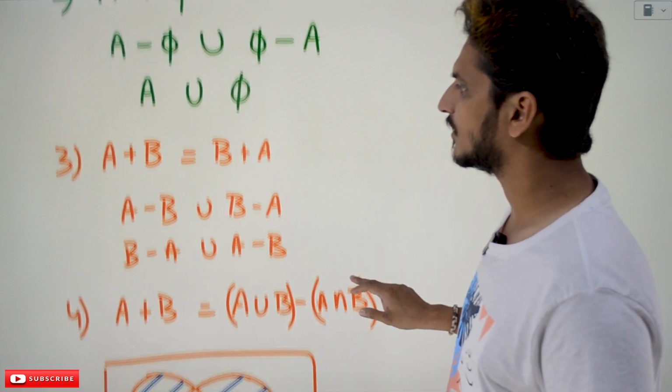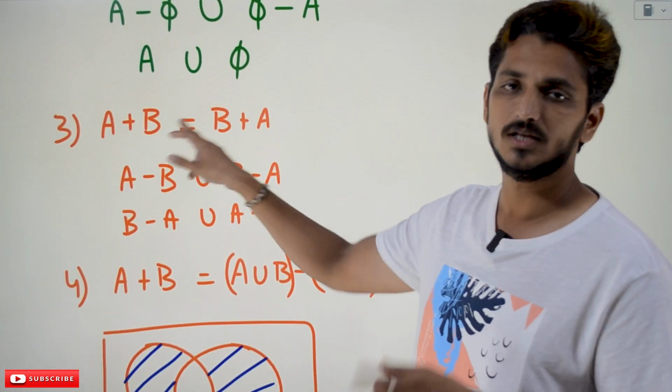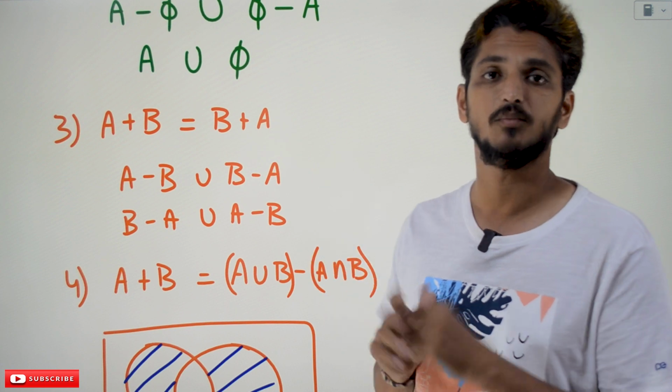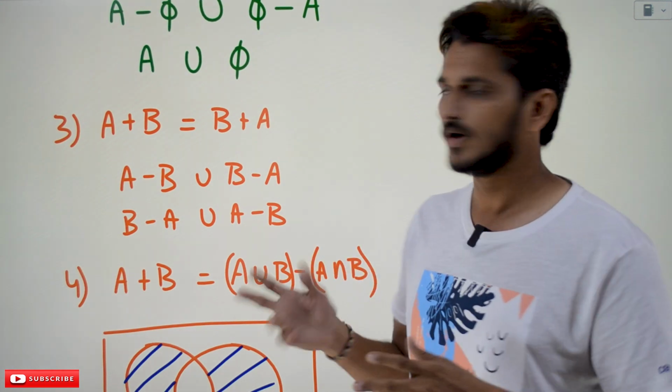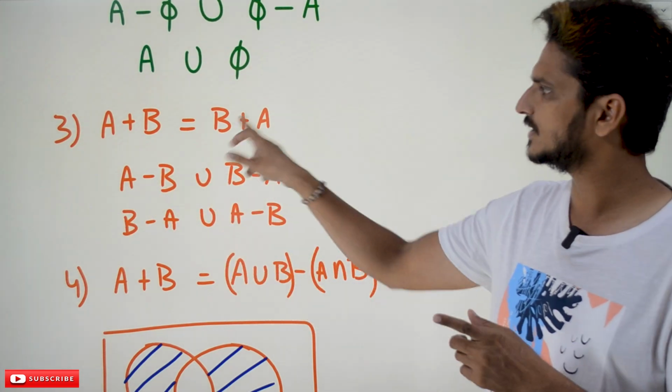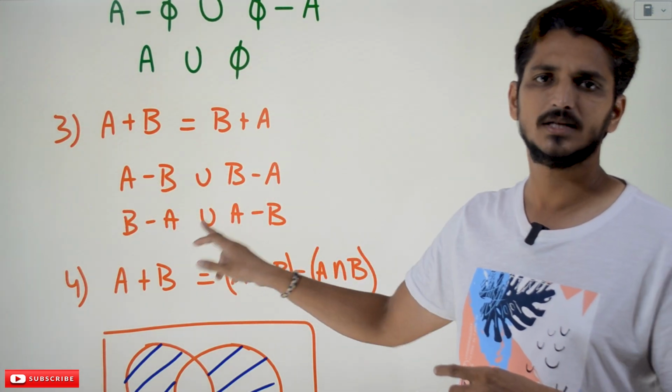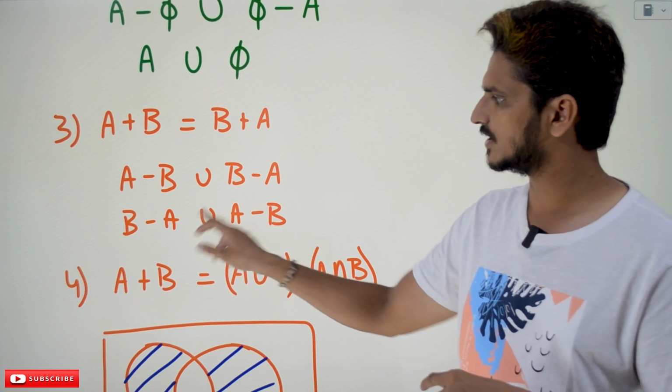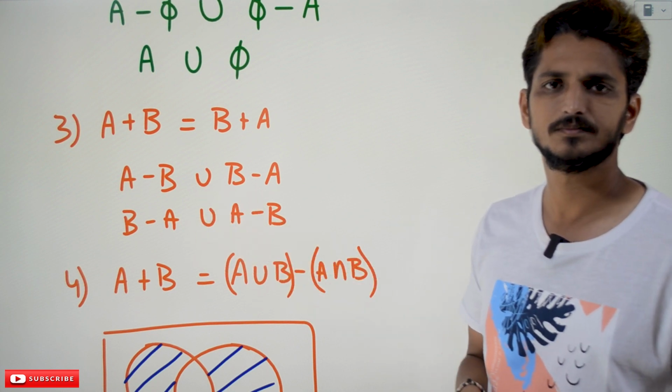Now coming to the third property, A symmetric difference B is equal to B symmetric difference A. Both are the same. Why? Because A symmetric difference B means A minus B union B minus A. B symmetric difference A means B minus A union A minus B. Both are the same. This and this are both the same.